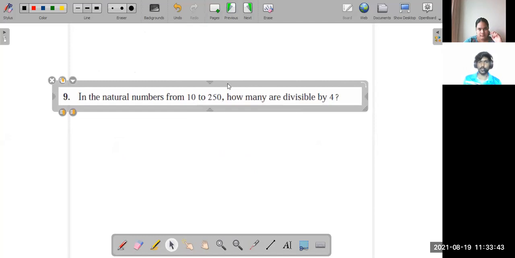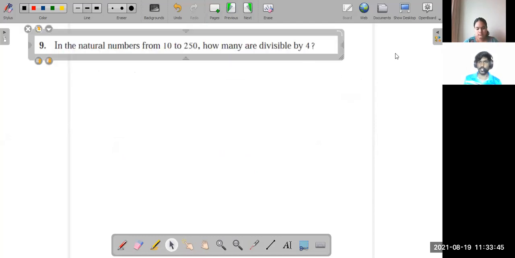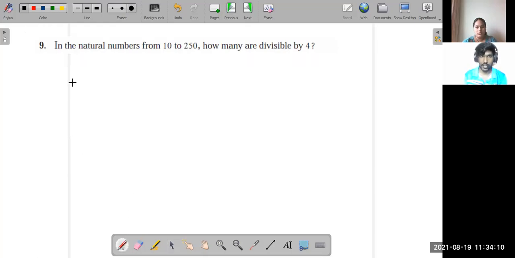The ninth one is also almost similar to the one that we did, but with little differences. In this, they have said in the natural numbers from 10 to 250, how many are divisible by 4? Between 10 and 250, which is the first number divisible by 4? 12. Correct, 12.